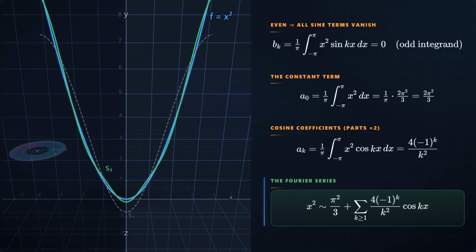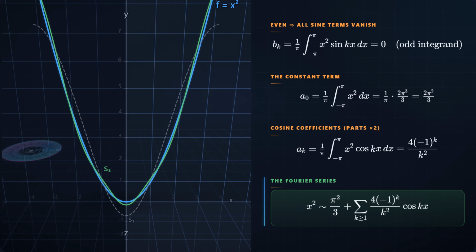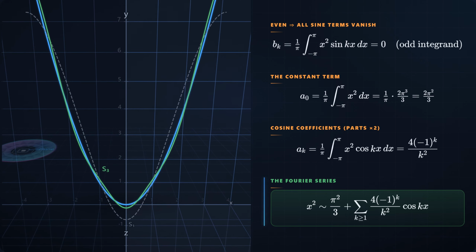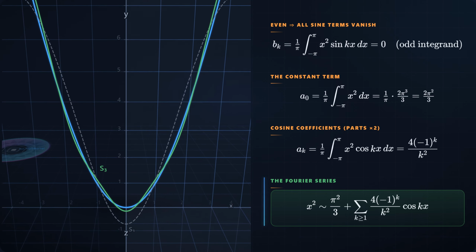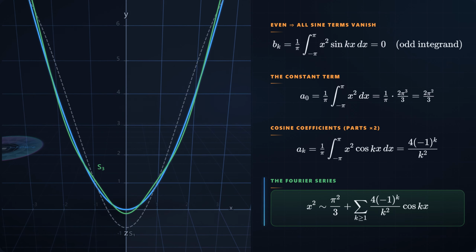So x squared is pi squared over 3, plus the sum of 4 times minus 1 to the k over k squared, times cosine kx. Watch the partial sums on the left. S1 already captures the bowl shape, and S3 hugs the parabola tightly. A few cosines rebuild a parabola.